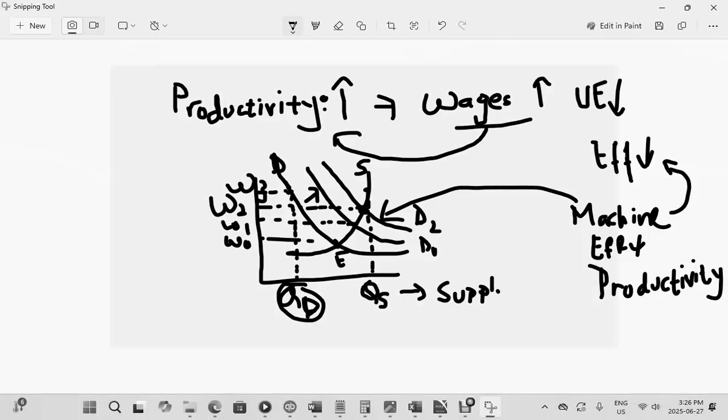And because the amount of workers who are willing to supply labor is more than the amount of workers who are required by the employer for whatever reason, because of low productivity, because of low profits, because of low revenue, there will be unemployment. And the difference between the supply of workers and the demand for workers in terms of job openings will be your unemployment rate, your natural rate of unemployment.